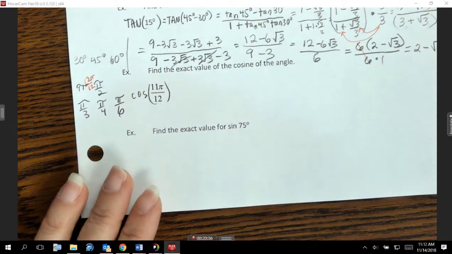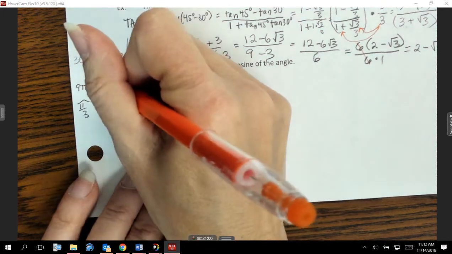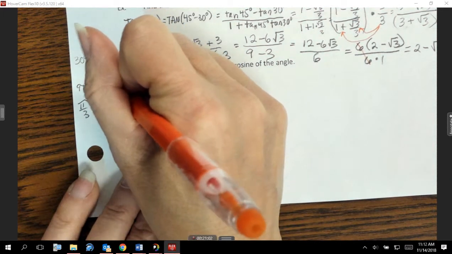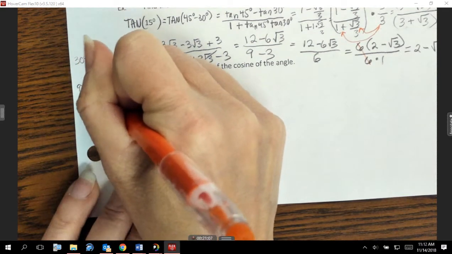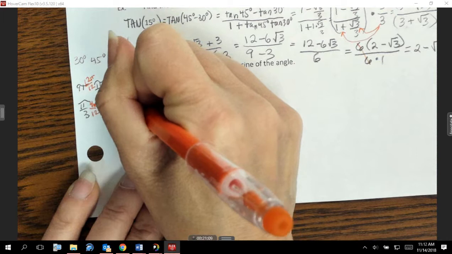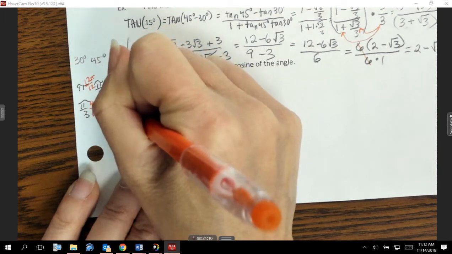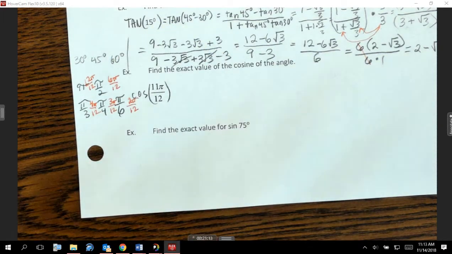What would pi over 2 be? Yeah, 6 pi over 12. 4 pi over 12. 3 pi over 12. 2 pi over 12. How can we make 11 pi over 12 either using addition or subtraction?